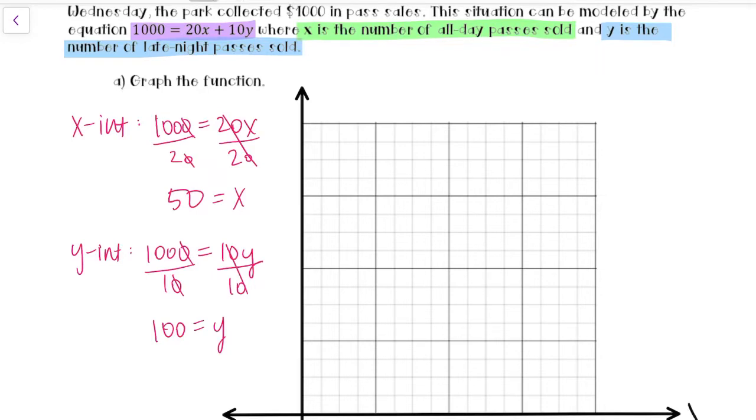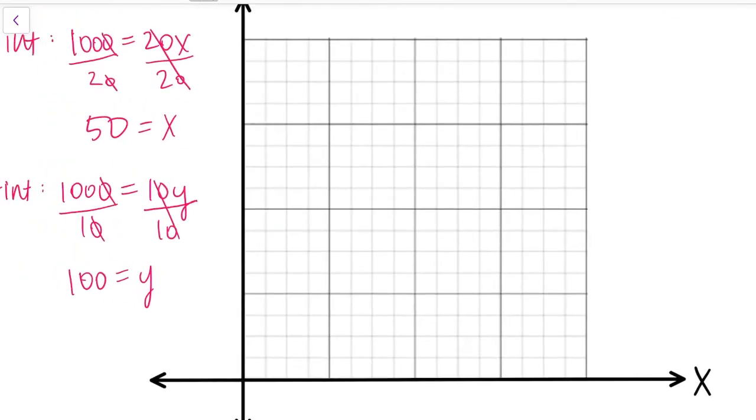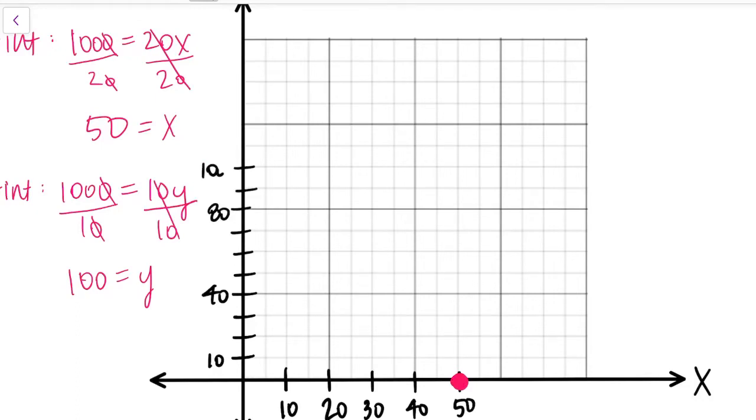So my x-axis over here needs to go out to 50. Maybe we'll count each one by 10. So maybe every other one will be 10. Okay. So 10, 20, 30, 40, and 50 takes us right here. There's our first intercept. Then to find our y-intercept, we are going to go up to 100. So maybe this time every tick mark will stand for 10. 10, 20, 30, 40, 50, 60, 70, 80, 90, 100. And we plot our y-intercept right there.